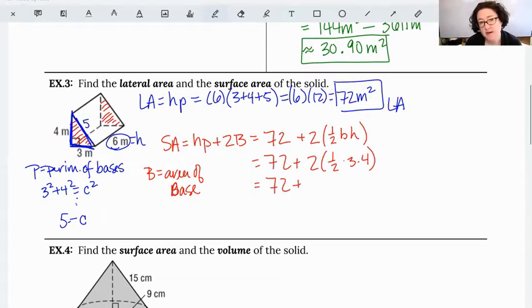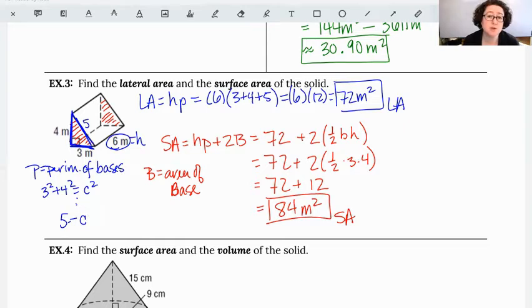If you multiply that out, you will get a 12. And 2 times 1/2 comes out to a 1. 3 times 4 is 12. Add those together, and we'll get 84. This is still an area, so it is still meters squared. And so there's our surface area. One way to check too, your lateral area should always be smaller than your surface area because it's only using sides, whereas your surface area is using every single surface, including the bases, so it's including more area.